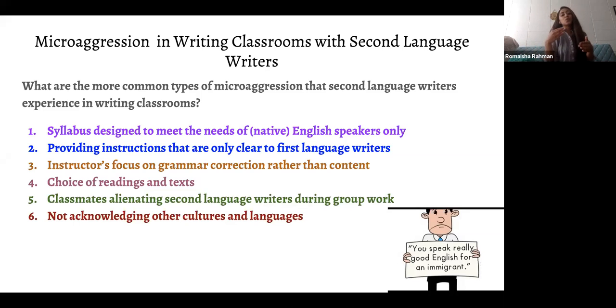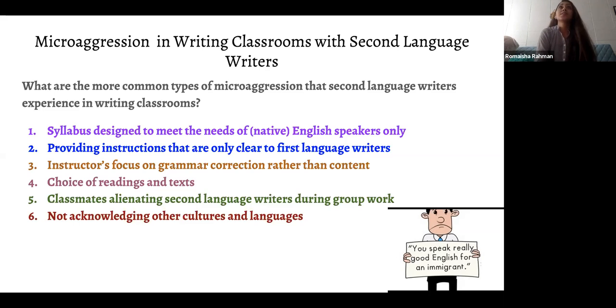So that is also a form of microaggression, when you're not thinking about the content of the student, and rather fixating on the language that they're using in their paper. Grammar is very important, but you can always direct them to other resources, or give them minimal feedback on grammar, and let them go through other resources, but the content comes first. Now, number 4, choice of readings and text.